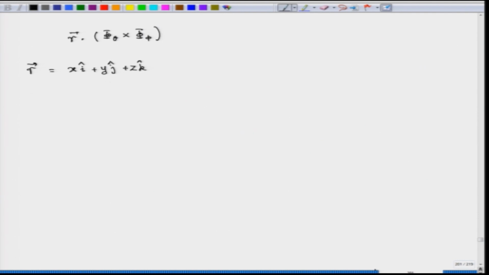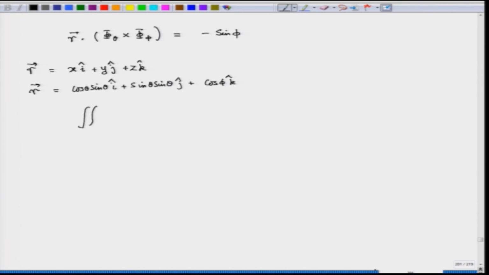So, in this case R vector is cos theta sin phi i vector plus sin theta sin phi j vector plus cos phi k vector. Now if you do the inner product, it gives me minus sin phi. Okay. So, what do I have?